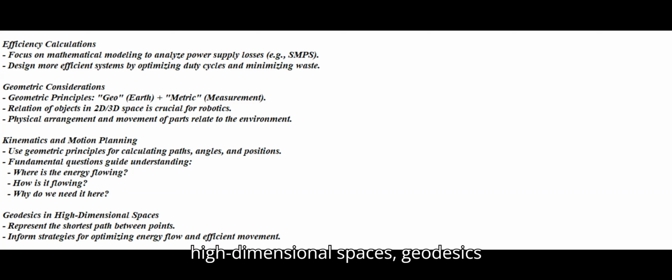In high-dimensional spaces, geodesics represent the shortest path between points, similar to optimizing energy flow in a robotic system. This concept can inform efficient movement strategies and energy usage. Next is data partitioning, which can be horizontal or vertical. These concepts can be applied to organizing data in robotics. For instance, you might partition tasks or sensor data to optimize processing and decision-making.